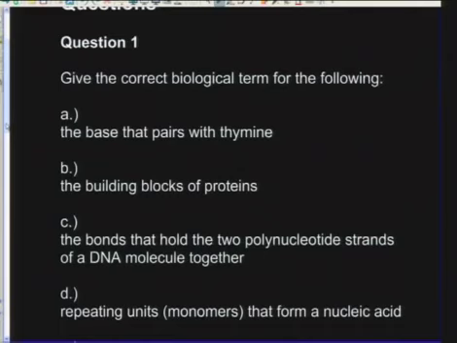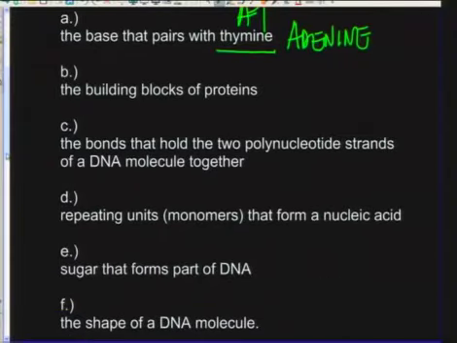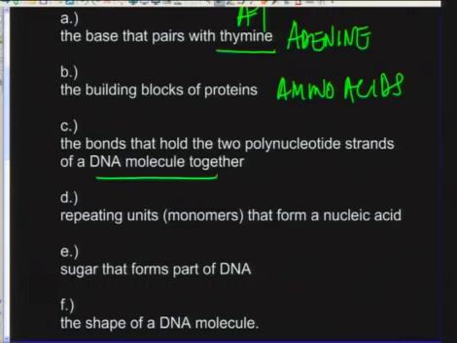Correct biological term for the following: the base that pairs with thymine. Yep, you're right, that is adenine. The building blocks of proteins. Okay, we haven't come to this stage yet, but let's just write it down for you. Amino acids. We'll talk about this when we talk about RNA. The bonds that hold the two polynucleotide strands of a DNA molecule together. We've just been answering a question on that, and that is the hydrogen bonds.